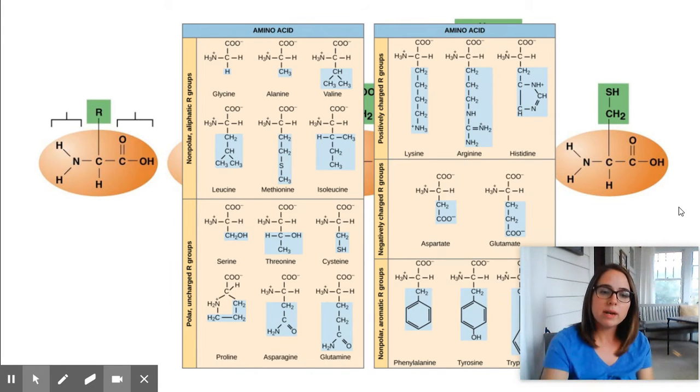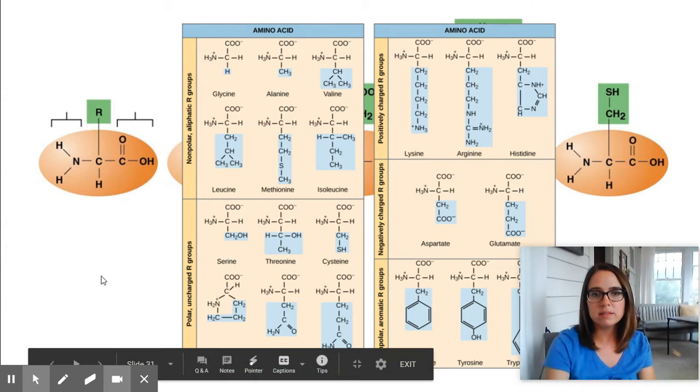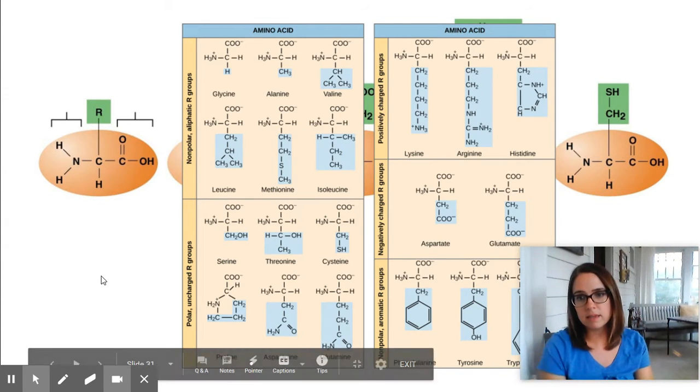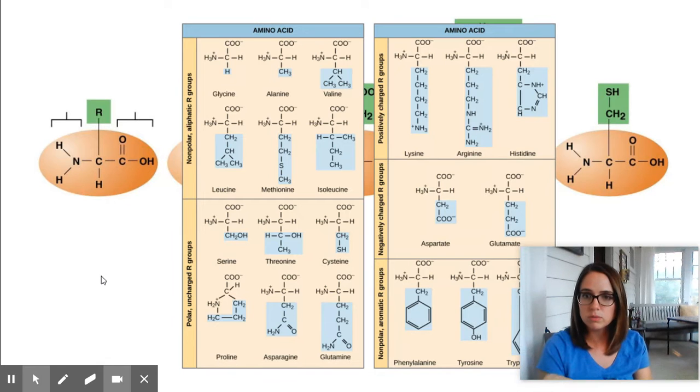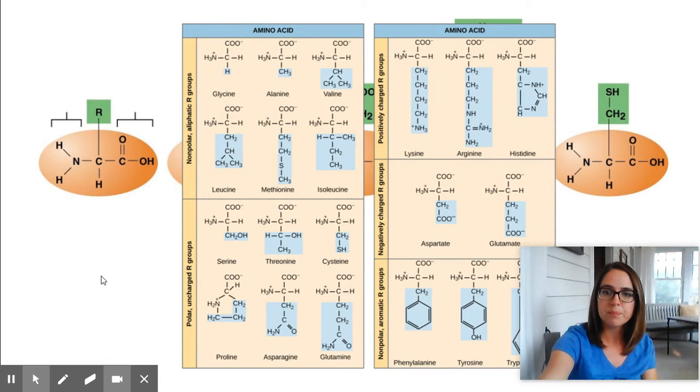One thing I want to point out is that all of them have a similar grouping here in the beige, but this piece in blue is different and unique for all of them. That's what gives each amino acid its own unique characteristics, as you will find out as you do some research on them today.